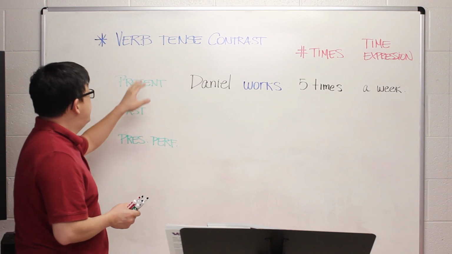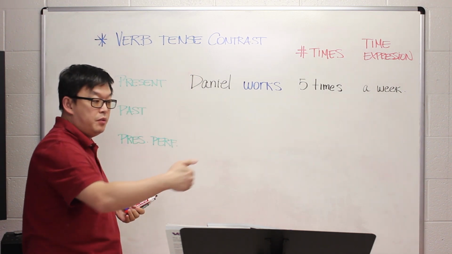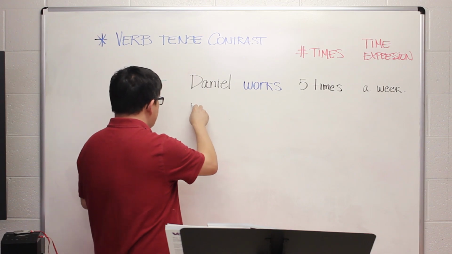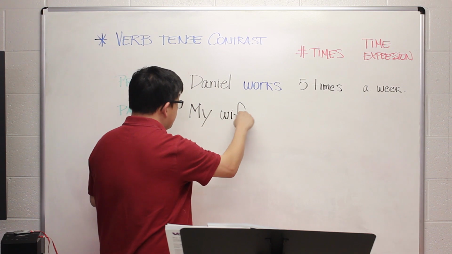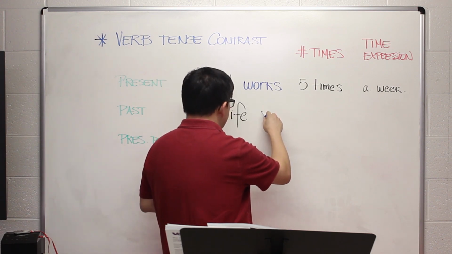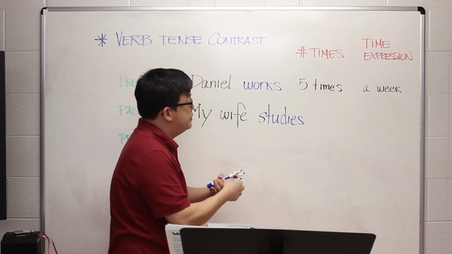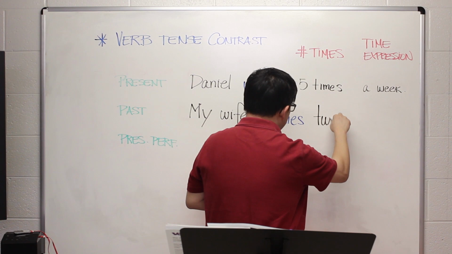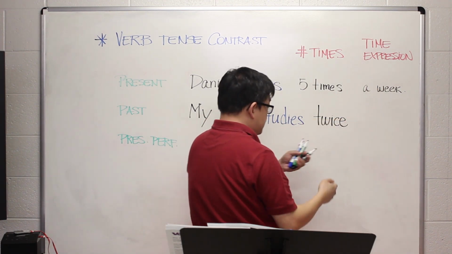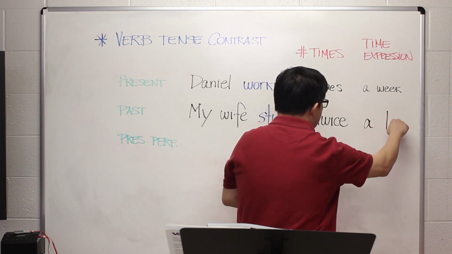So now let's talk about the past. Simple past. Remember that in verb tense contrast, we are talking about verbs that repeat an action, that repeat an event. So simple past is one of them. Let me give you another example. So, my wife studies. And remember the number of times first, and then time expression. Time expression, remember, answers the question when. So studies twice a day.